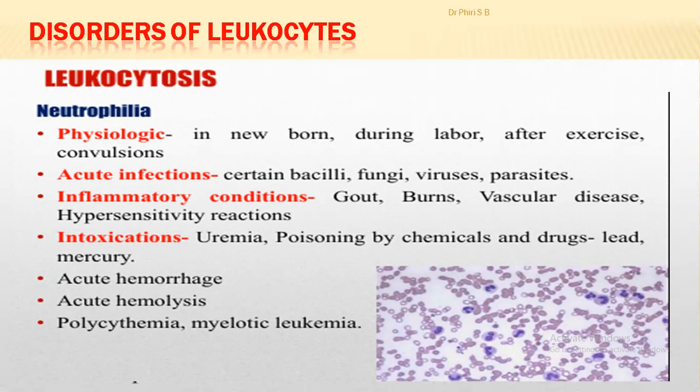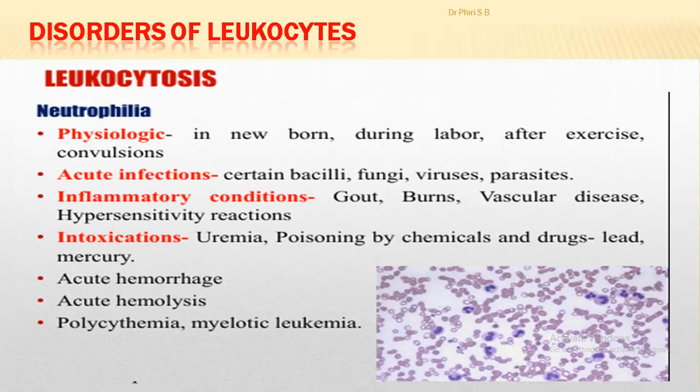Then intoxications can also result in neutrophilia. Intoxications like uremia, where there is accumulation of urea and nitrogenous waste products within the blood, can result in neutrophilia. Poisoning by chemicals and drugs like lead and mercury can also result in neutrophilia. Then you can have other conditions like acute hemorrhage, acute hemolysis, polycythemia, and myeloid leukemia. All these will result in neutrophilia.